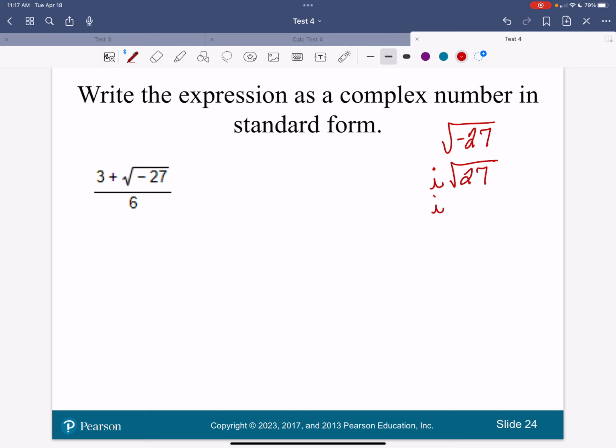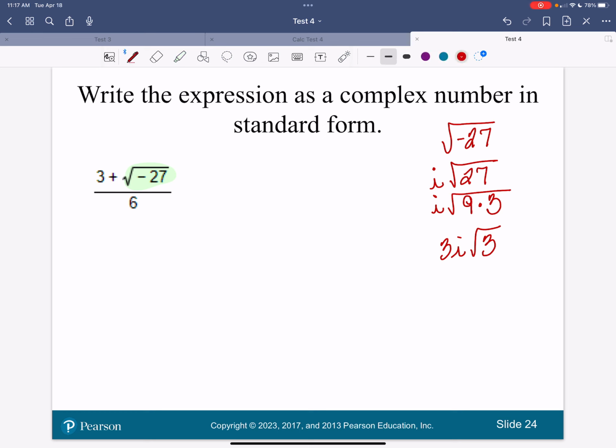There is a perfect square factor in there. What's my perfect square factor in 27? 9. And so then I'm left with 9 times 3. What's the square root of 9? So I have 3i times the square root of 3. So that is just this right here.